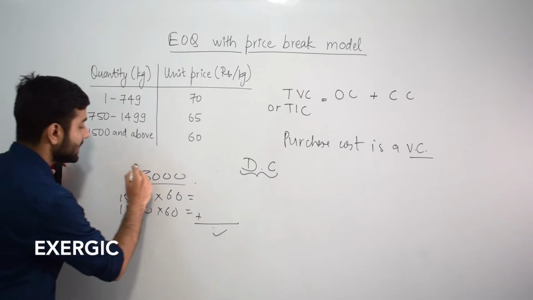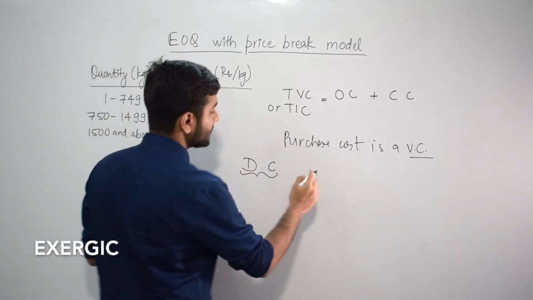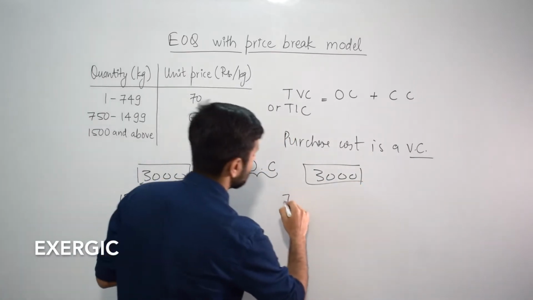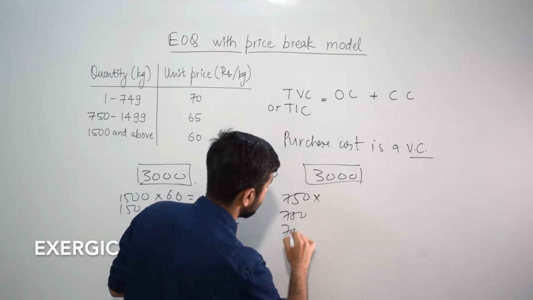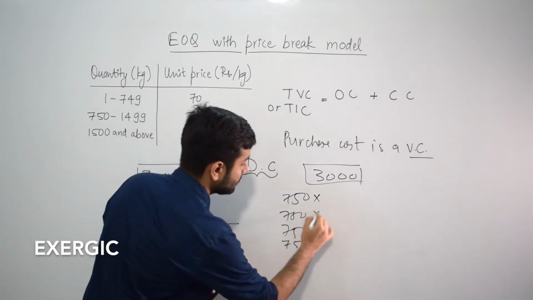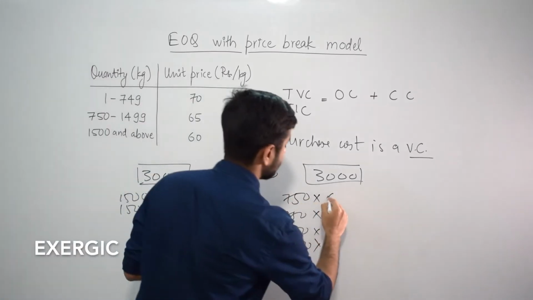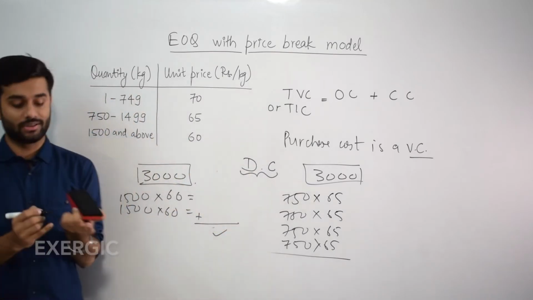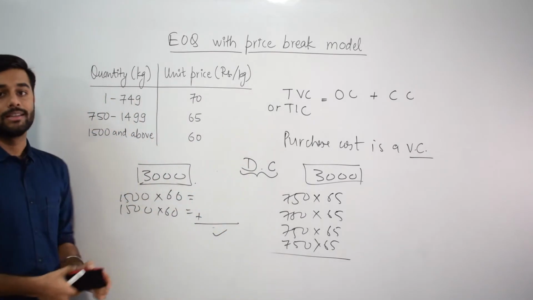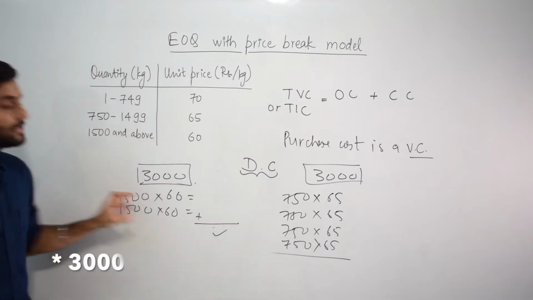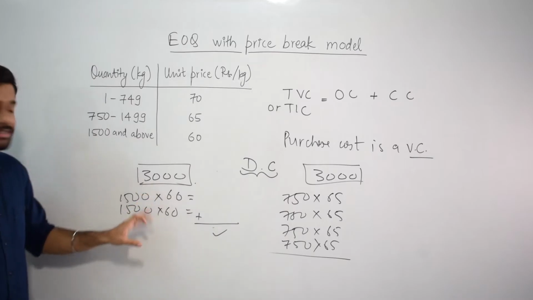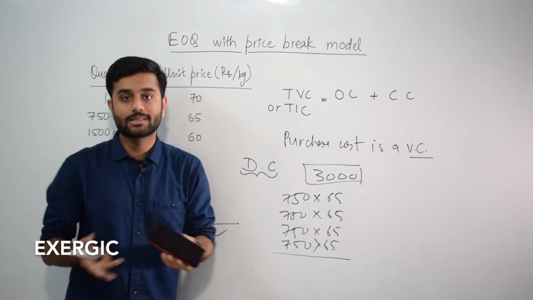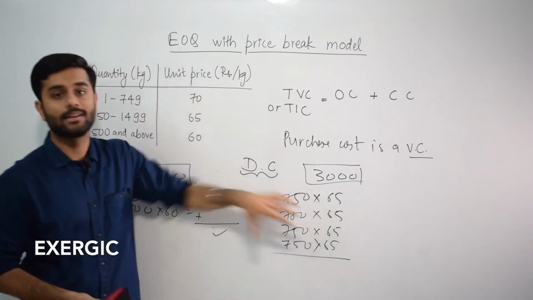But suppose the same demand of 3000 you decided to fulfill by making 4 orders of 750 each, 750, 750, 750, 750, correct? How much you have to pay for each of them? 65 per kg. Here also you are ordering the same 3000 quantities. Overall, if you compare in the whole year, here you bought 3000 kgs, here also you bought 3000 kgs. But in this case you paid rupees 60 per kg, here you paid rupees 65 per kg. So obviously total cost of purchase will be more in this case than this one.